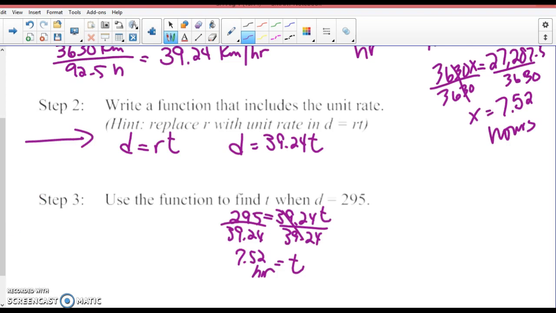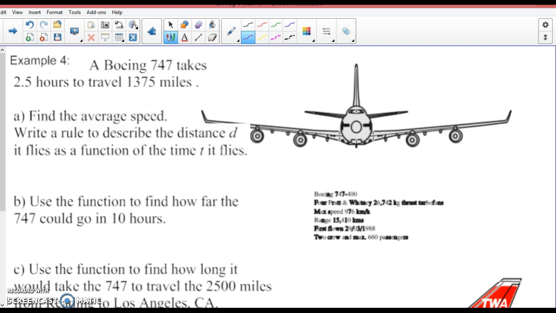Question. All right. A Boeing 747 takes 2.5 hours to travel 1,375 miles. Find the average speed. Write a rule to describe the distance it flies as a function of the time it flies. So remember, we're using D equals RT. We are going to use that formula a ton this week. Distance equals rate times time.